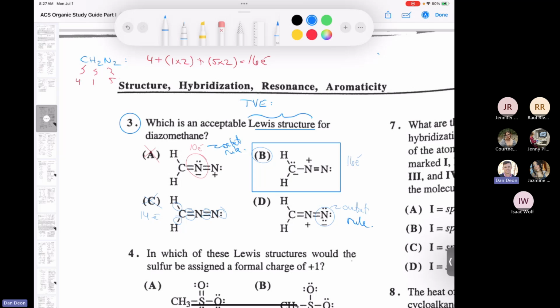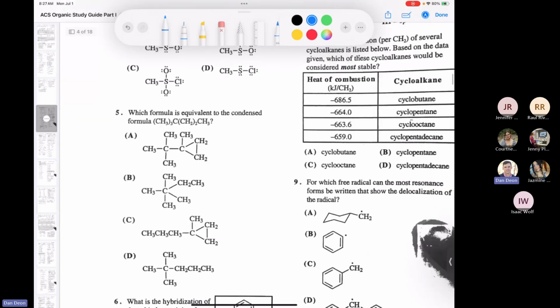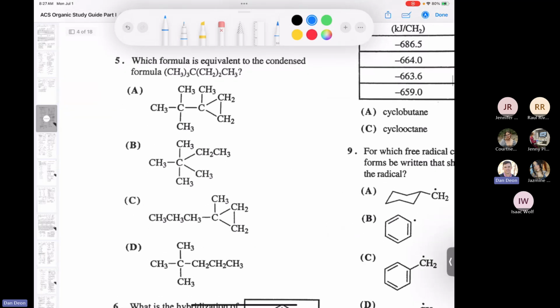Anyhow, let's move on. What was the next one I had on the hit parade here? Question number 5, I think I wanted to look at. Yeah, question number 5. Okay, it says here, which formula is equivalent to the condensed formula that's shown here?